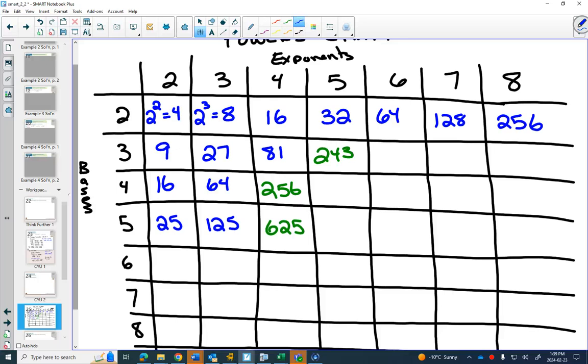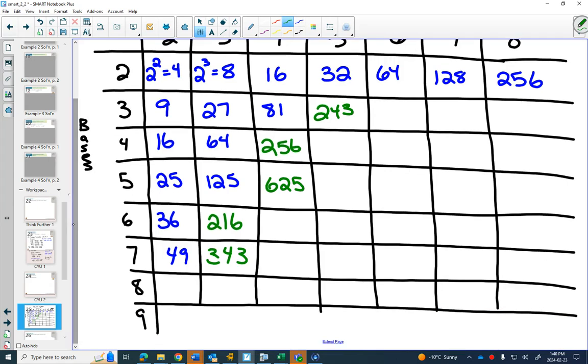And then once you get to 6, 6 squared is 36. But 216 is probably as far as you would ask to go. 6 cubed probably wouldn't ask you without a calculator. Same thing with 7 squared is 49, but 7 cubed, 343, I don't think they'd ask you. 8 squared is 64. 9 squared is 81. And you can probably guess that they wouldn't ask you for 8 cubed or 9 cubed.